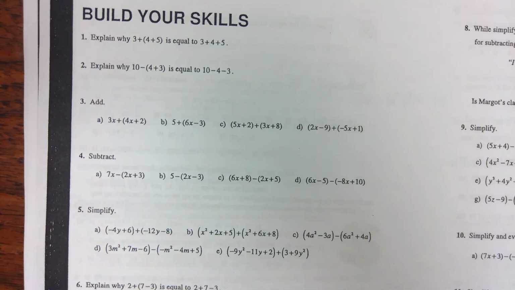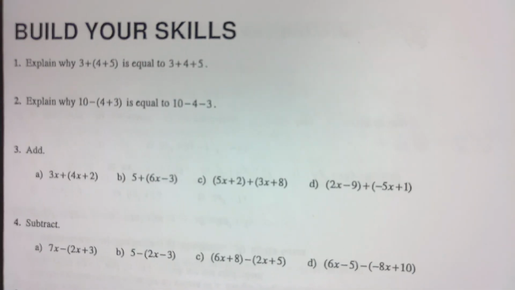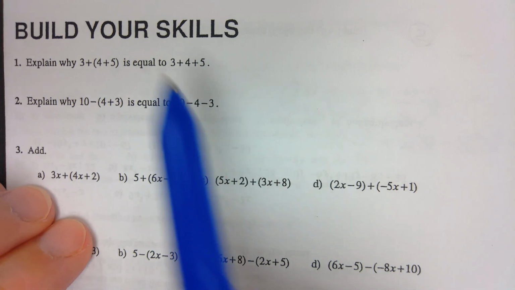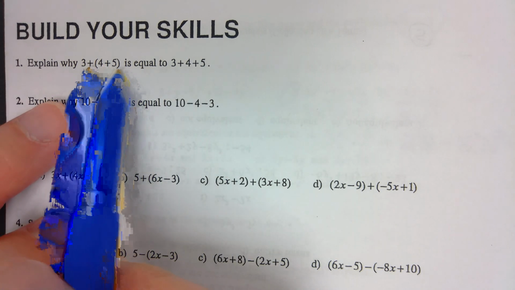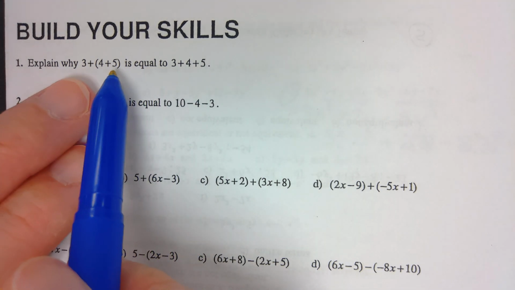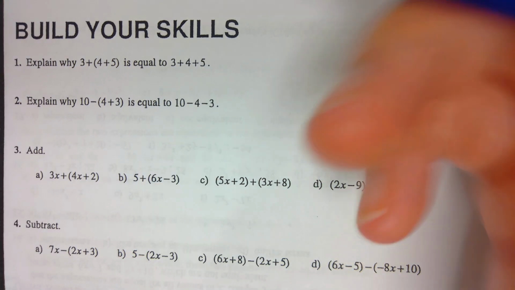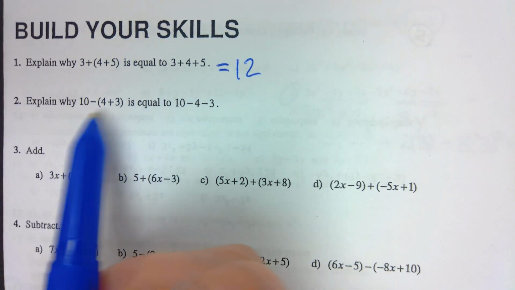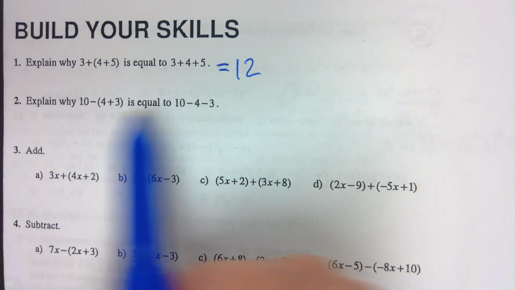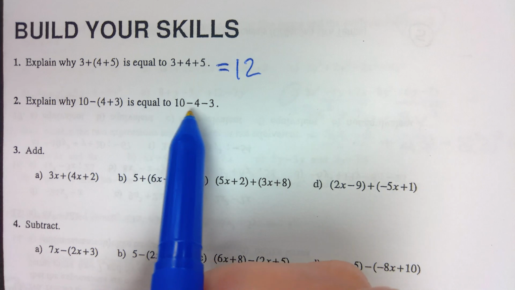Okay, so the number 1 and 2 may seem really simple and easy, but I still want to go over it. So 3 plus 4 plus 5, when we drop the brackets, we can just write it as 3 plus 4 plus 5, which is 12. Okay. But what about this one? When we drop the bracket, why is it 10 minus 4 minus 3?